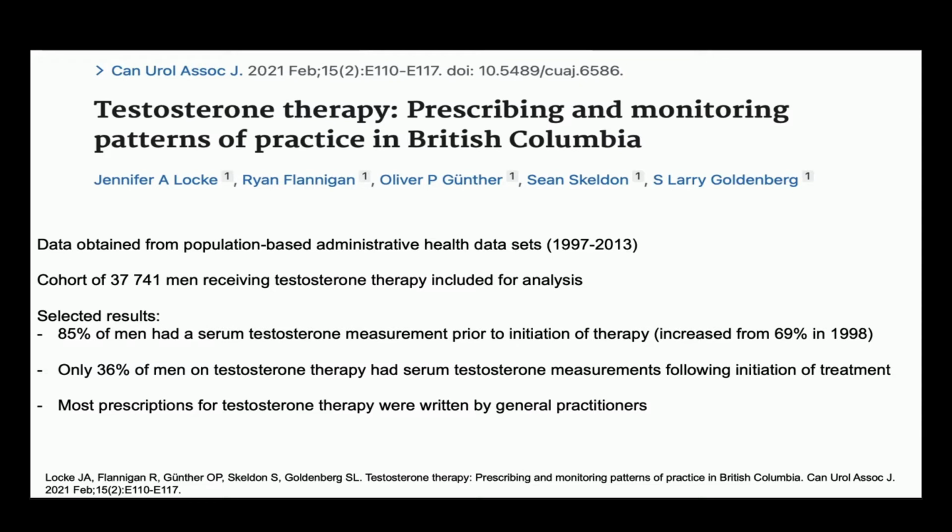And again, selected highlights from this study. 85% of men had a serum testosterone measurement prior to initiation of therapy, and this was an increase over a decade span. However, only 36% of men on testosterone therapy had a serum testosterone measurement following initiation of treatment. Most prescriptions were also from general practitioners instead of urologists and endocrinologists.